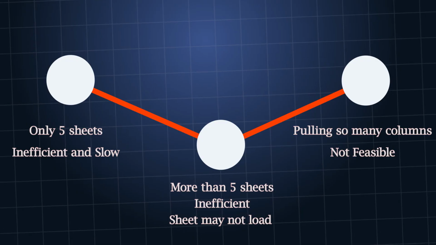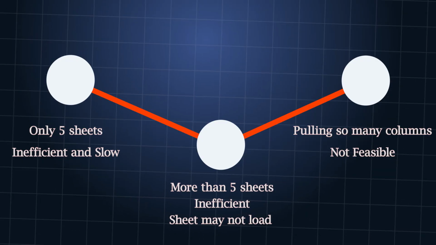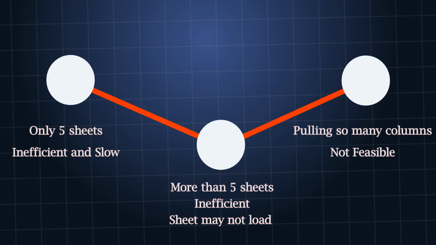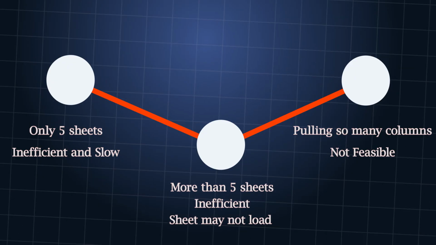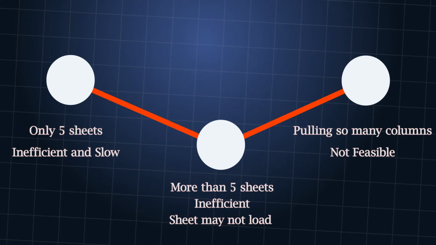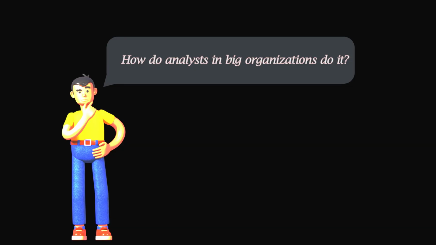As your data grows, the number of formulas used in the data also grow. The workbook slows down, refreshing a report becomes increasingly painful, and suddenly it feels like Excel is not working for you, it is working against you. If pulling all the data in a single sheet is not feasible and is highly inefficient, then how do analysts in big organizations handle millions of rows?